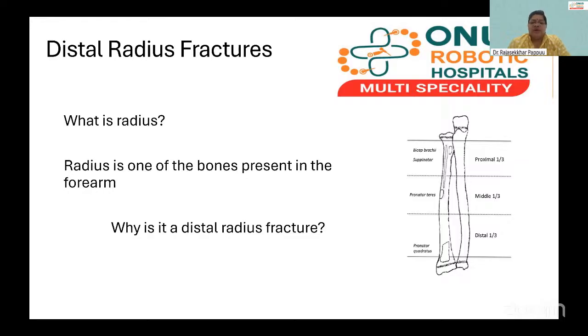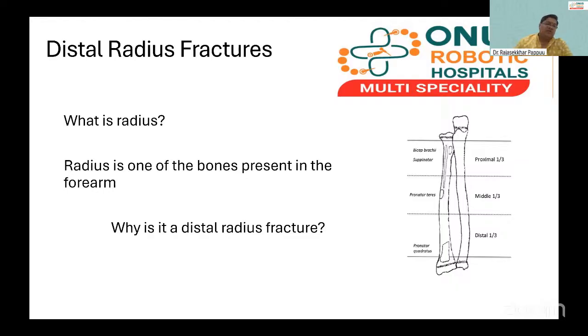So if you take the forearm or humerus, every body part, every bone is divided into 3 parts, that is proximal, middle third, and distal third. So whatever happens at the distal third is called distal fractures. Whatever happens at the proximal third is called proximal pathologies, like proximal radial head fracture or ulnar fracture or proximal third radial shaft fractures. Whatever happens in the middle zone is called a middle third fracture.